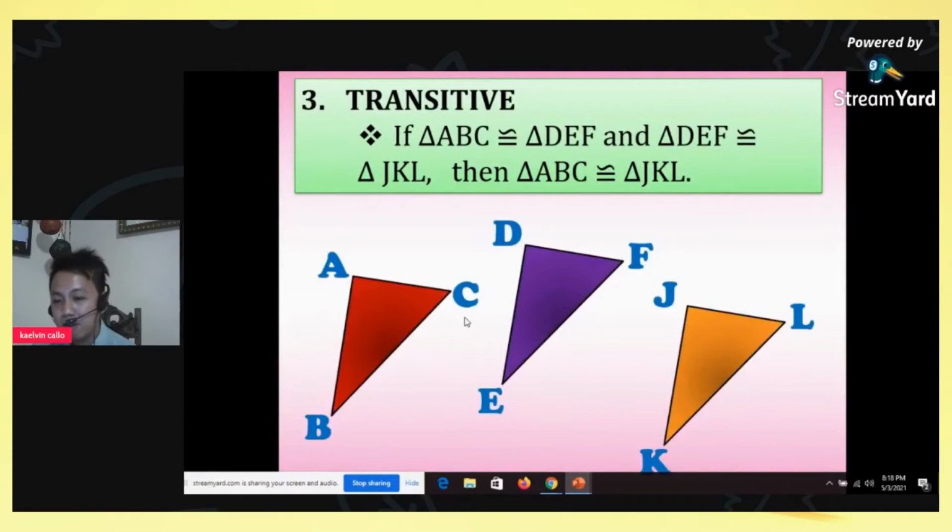Next, we have the transitive. It involves three triangles. If triangle ABC is congruent to triangle DEF, and triangle DEF is congruent to triangle JKL, then triangle ABC is congruent to triangle JKL. It's like saying that your A is congruent to B and B is congruent to C. Therefore, your A is congruent to C.